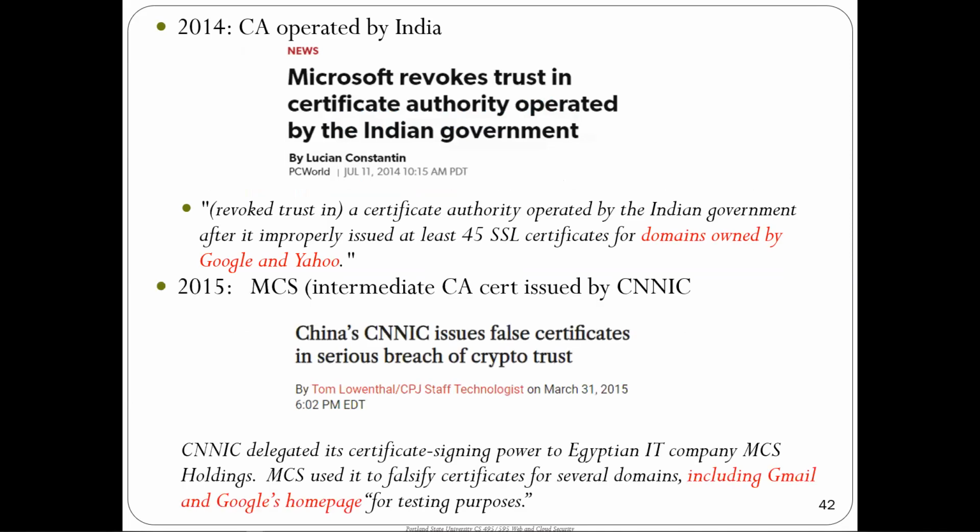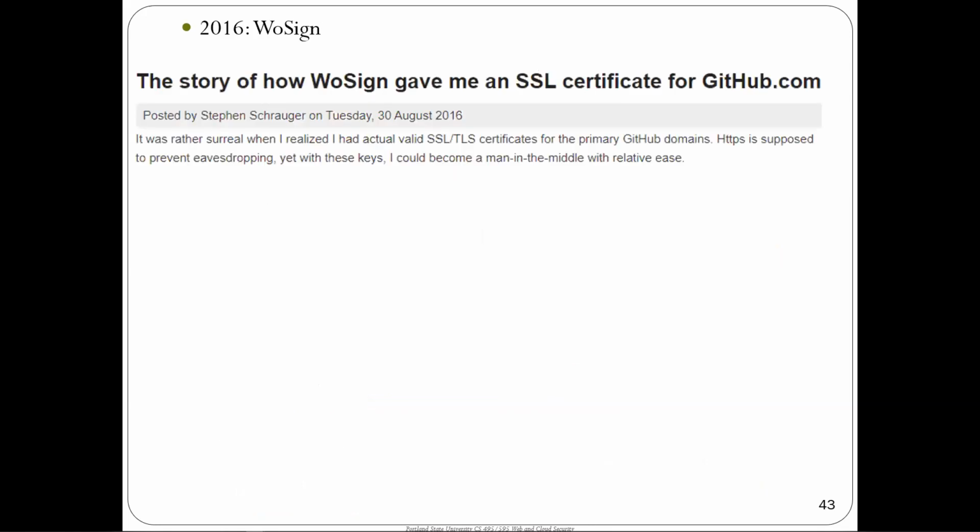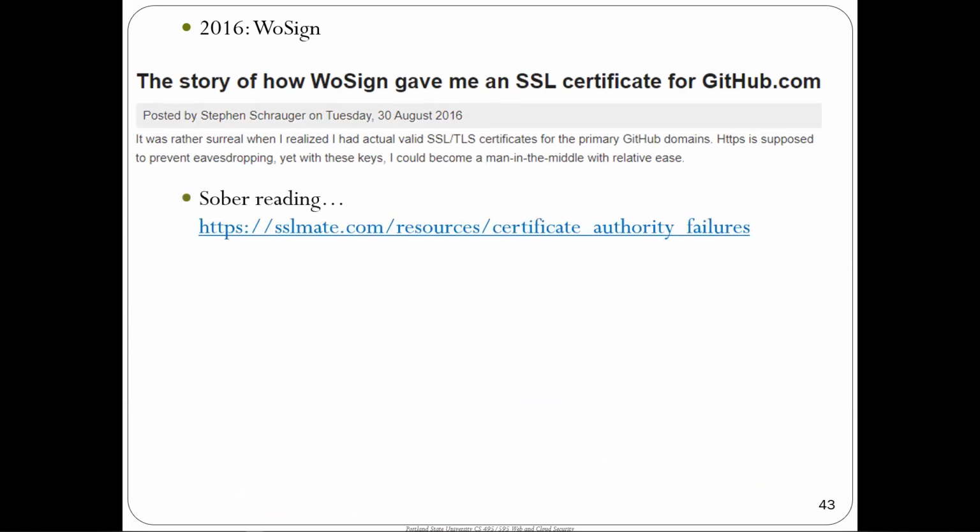Here's another one. Again, impersonating Gmail and Google's homepage for, oh, this is the one for testing purposes. I don't know if they figured out the motivation for the 2014 one. And then here's one where they basically signed github.com certificates. They got tricked into signing these things. And so if you want to read a little bit more about this problem, this is a link for you to look at.